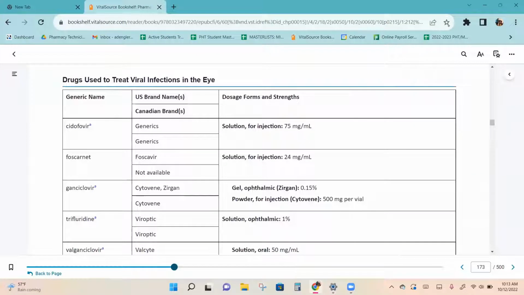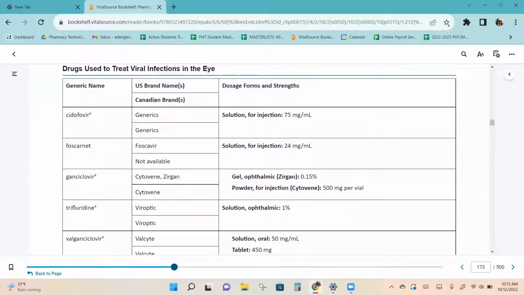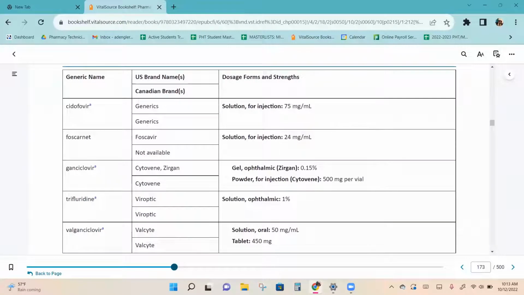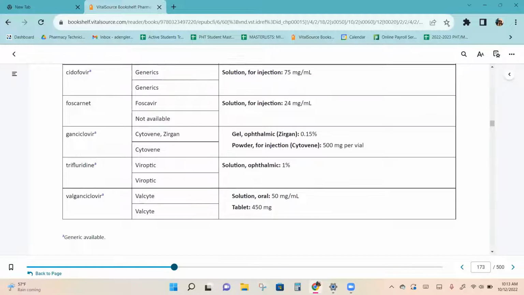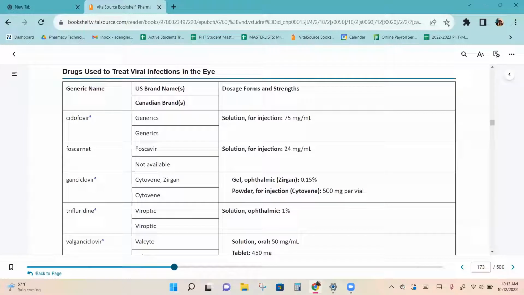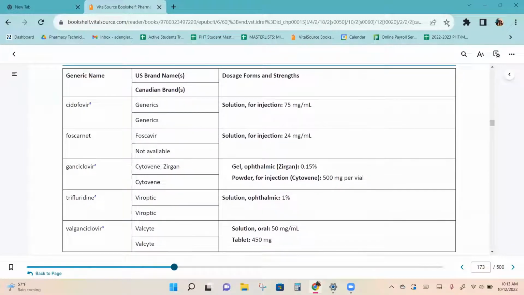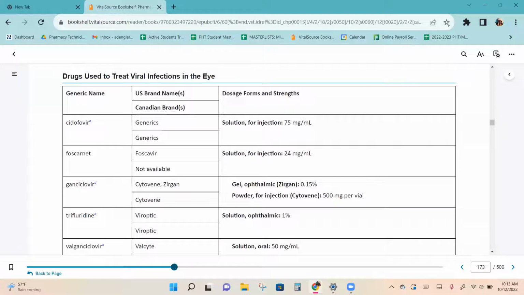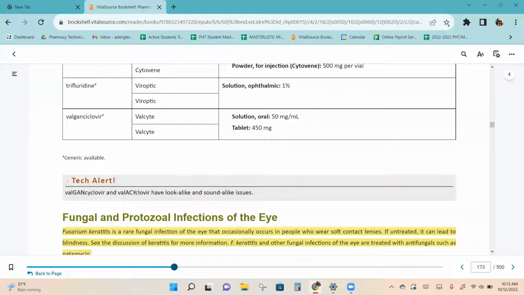So in this chart, we have drugs used to treat viral infections of the eye, which we've kind of talked about some of these already. But we have a couple that, for instance, the oral tablet Valcyte. So there's no other oral tablets that can be used. So that one's kind of interesting. Cytovene comes in a gel and a powder for injection. So that one can be injected. Same with Foscavir and Cytovene.